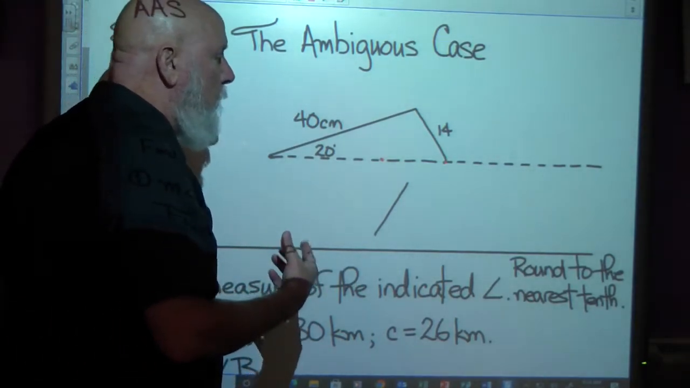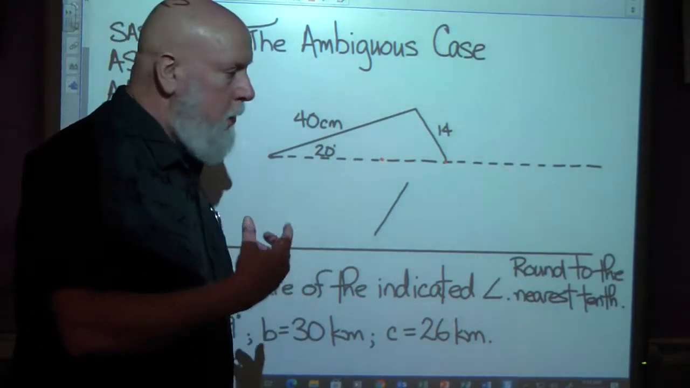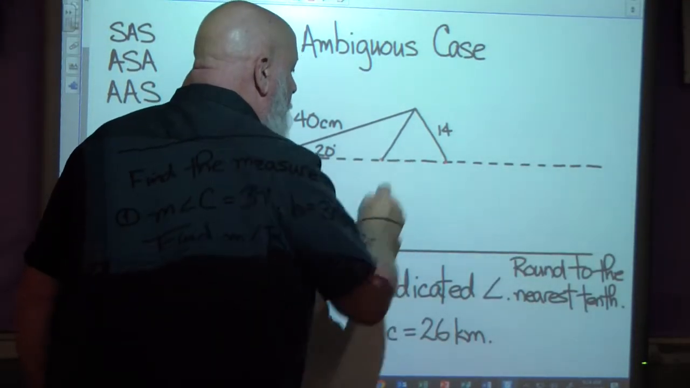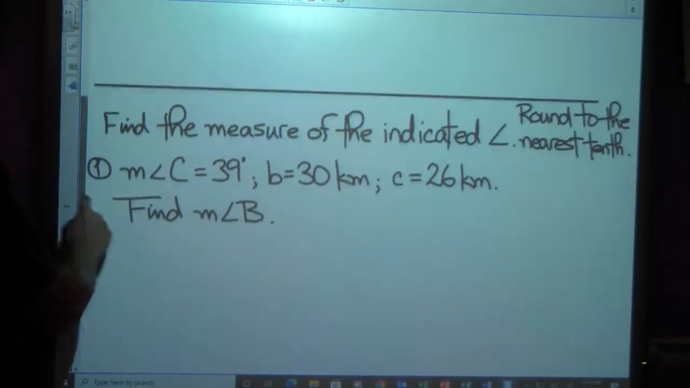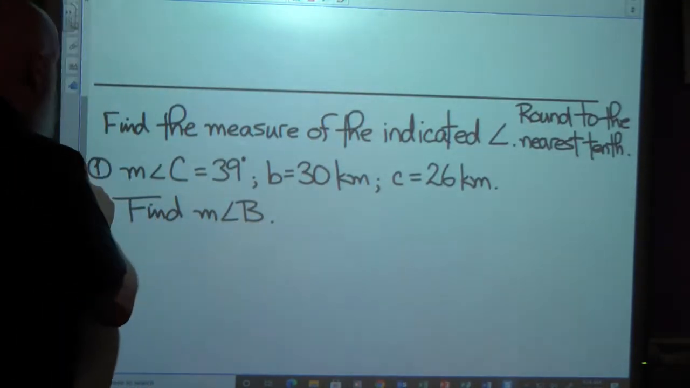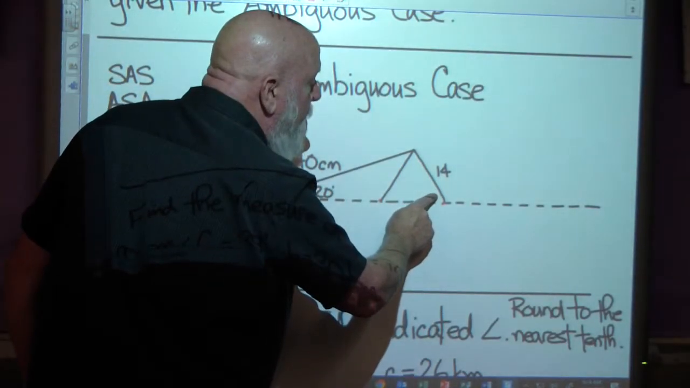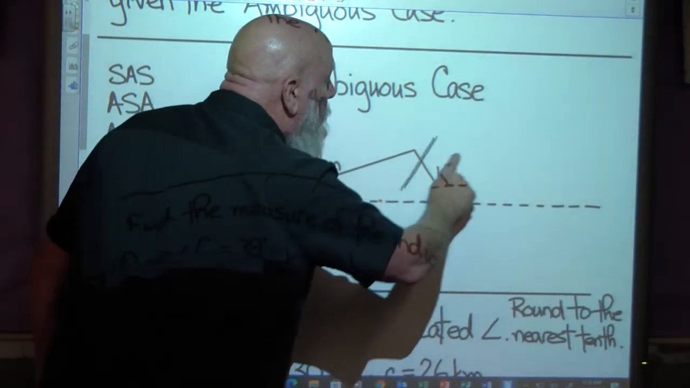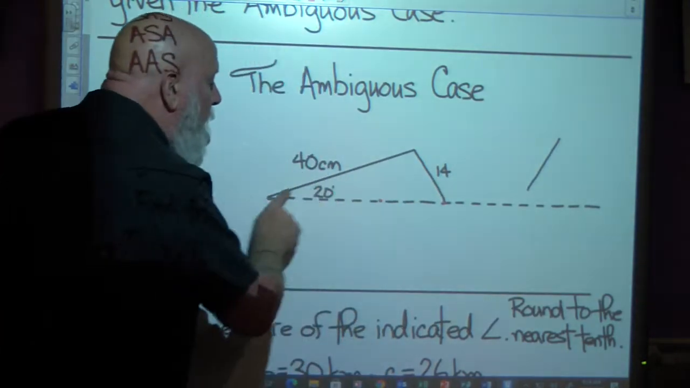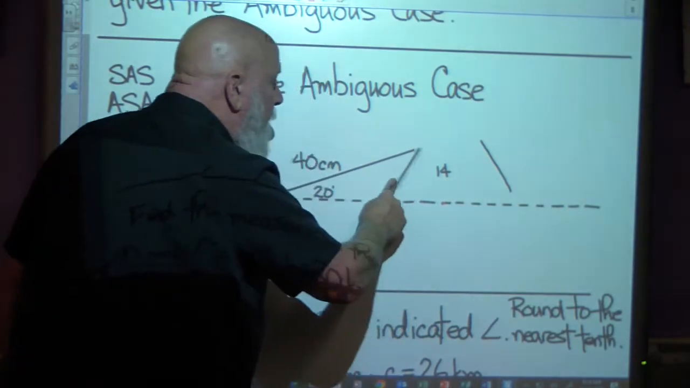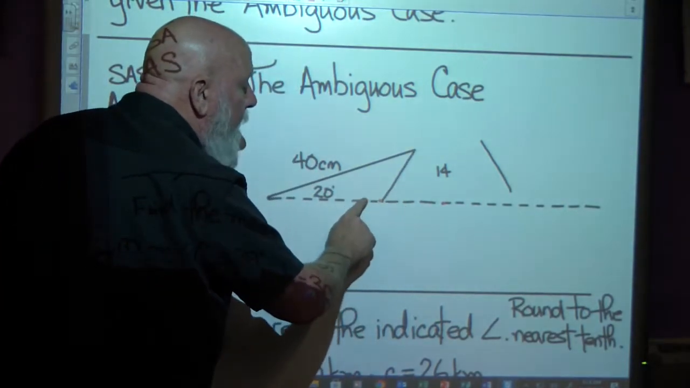So what we're going to do is find both possible values. We're going to be asked to find the measure of angle B in this case, this angle right here. Since there are two possible angles, I could find it using this case, and then I'll consider the other case, and I'll find this angle right here.